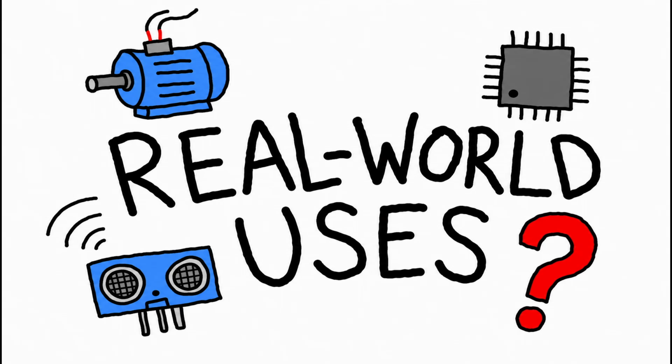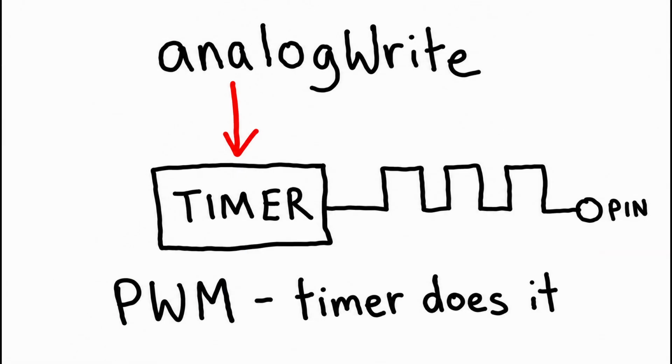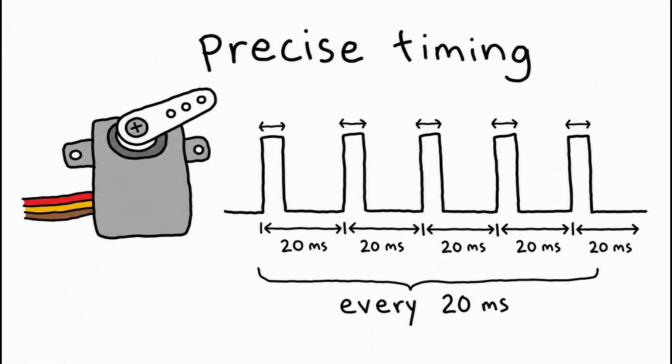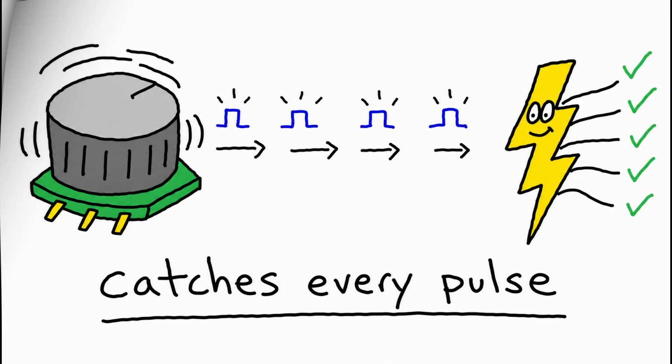So where does this actually show up in the real world? PWM generation. As we covered last time, Arduino's analog write uses a timer underneath. The timer toggles the pin automatically. Your code never touches it. Servo control. Servos need a pulse every 20 milliseconds, precise to a microsecond. The timer interrupt nails the timing perfectly every single time.